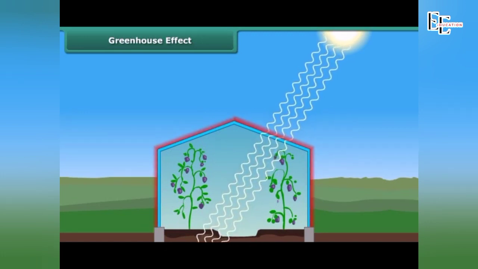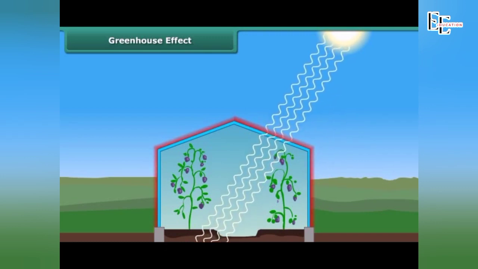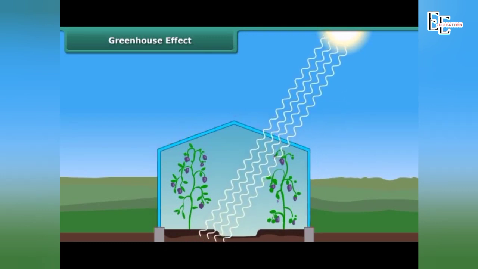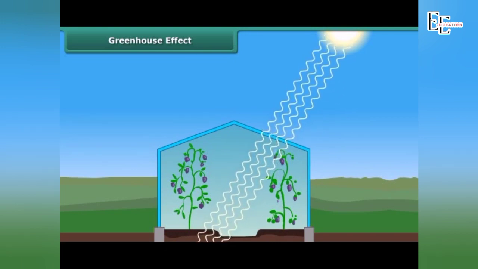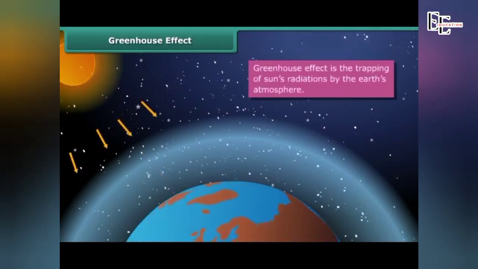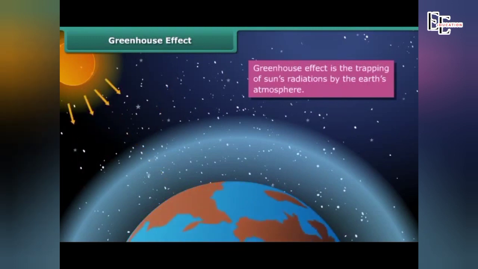Similarly, the greenhouse gases like carbon dioxide, methane and nitrous oxide in the atmosphere act like glass panes. When the sun's radiation reaches our atmosphere, some rays are reflected back into space and some are trapped by greenhouse gases, causing the atmosphere of the earth to warm up.